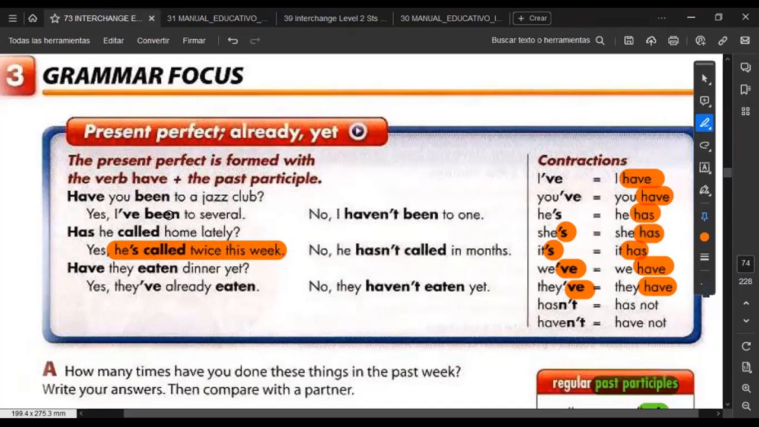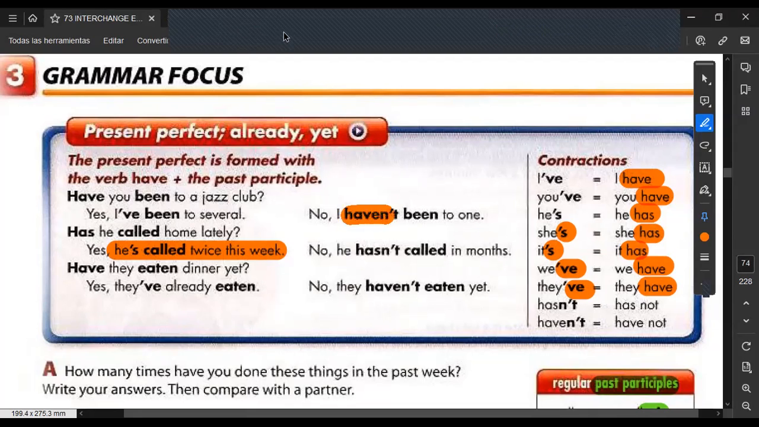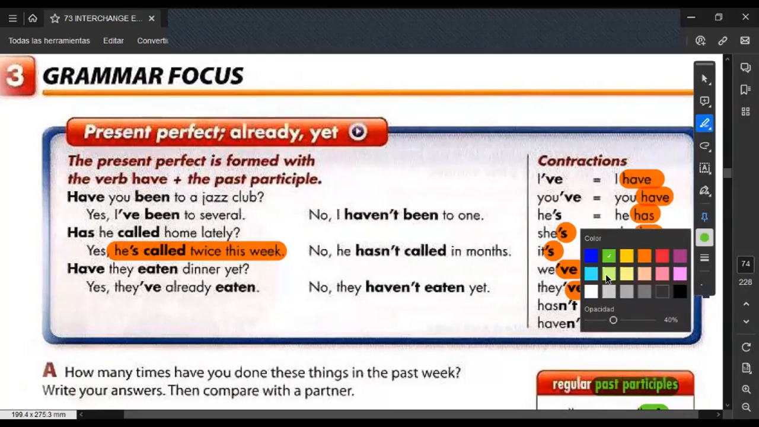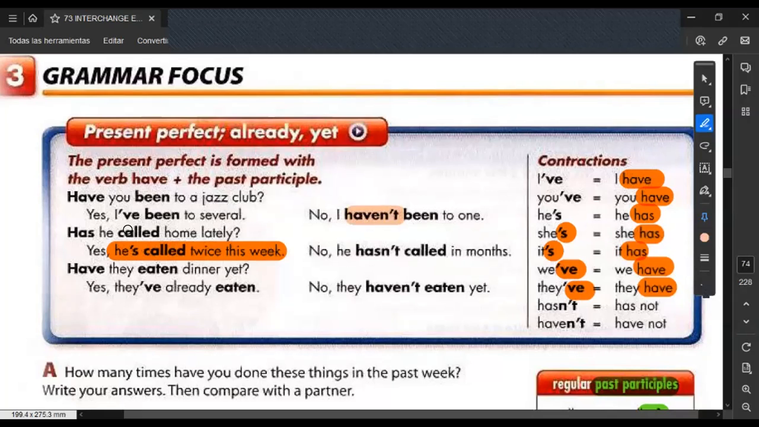So, have you been to a jazz club? Yes, I have been to several. No, I haven't been to one. The negative form is haven't, right? And the positive, remember that you have to use have or has, right? Has he called home lately? Yes, he's called twice this week, or he has called twice this week.